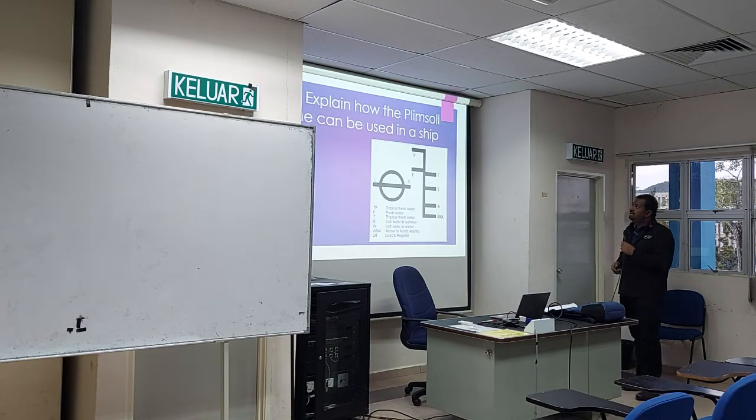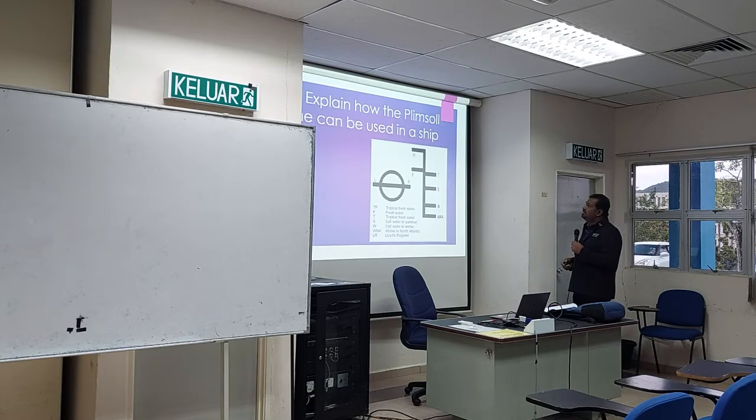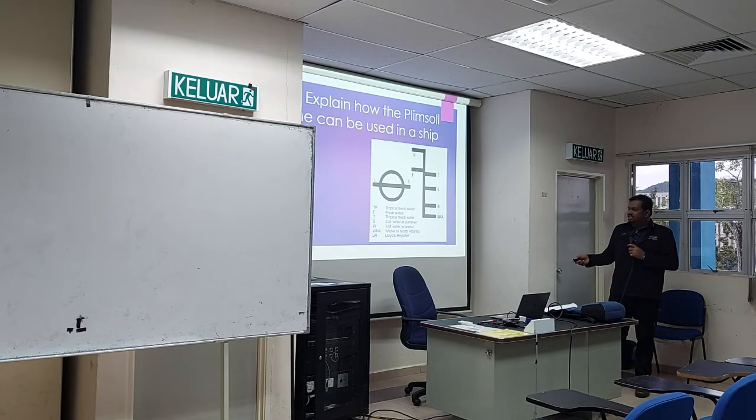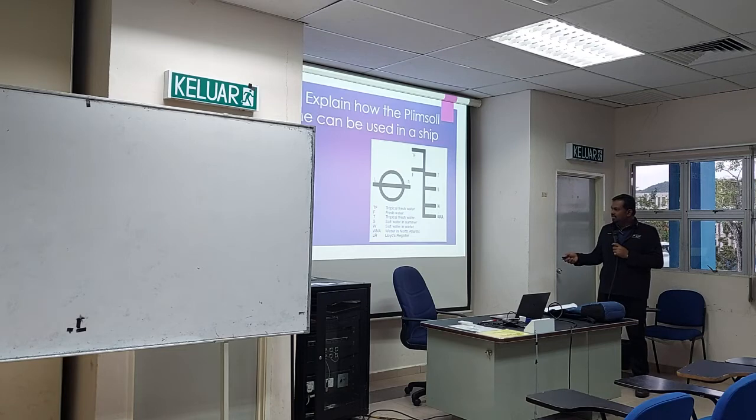Third question. Explain how the Plimsoll line can be used in a ship. This is the Plimsoll line. If you don't know what it means, I think normally sailors know, and if you are a marine engineer, you will know. Okay, but this is the description. So TF is tropical freshwater. Okay, where is tropical freshwater? So let's read first. TF is tropical freshwater, F is freshwater, T is tropical.